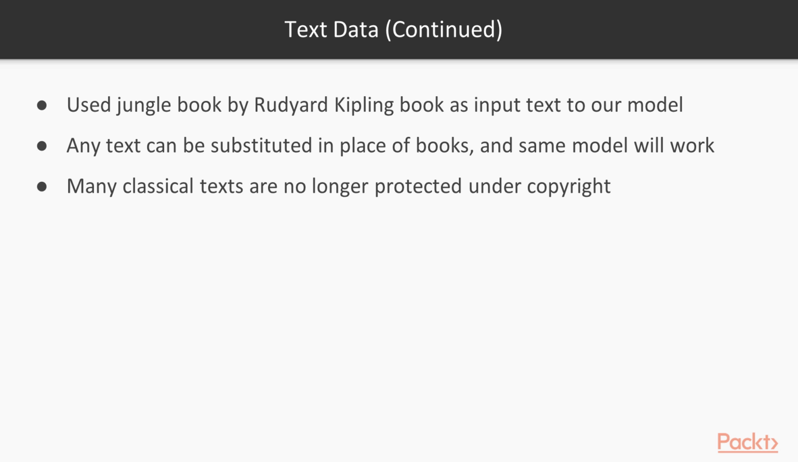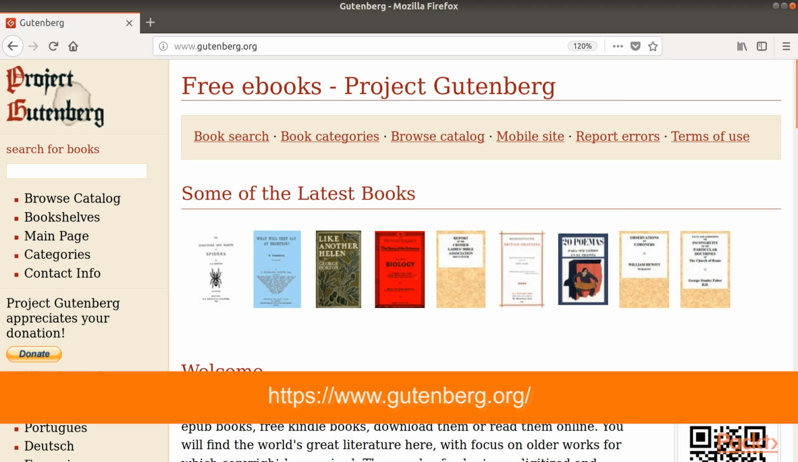Many classical texts are no longer protected under copyright. This means that you can download all of the text for these books for free and use them in experiments such as creating generative models. The best place to get access to free books that are no longer protected by copyright is Project Gutenberg at this link.